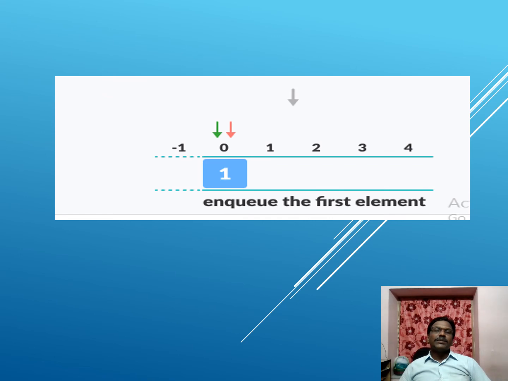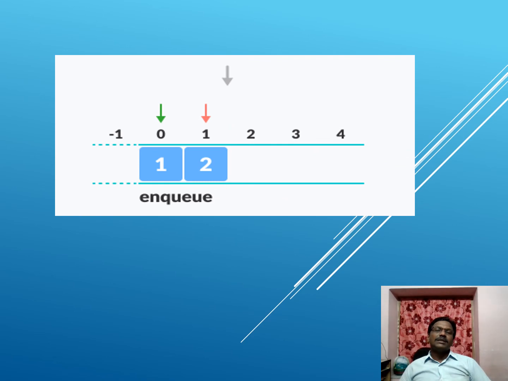Next, the first element is inserted at the 0th position. In this case, the front and rear positions point to the same element, because there is only one element in the queue, so the first element of the queue is the same as the end position of the queue. Next, another element is inserted, and the rear position is increased to 1. The front position does not change.